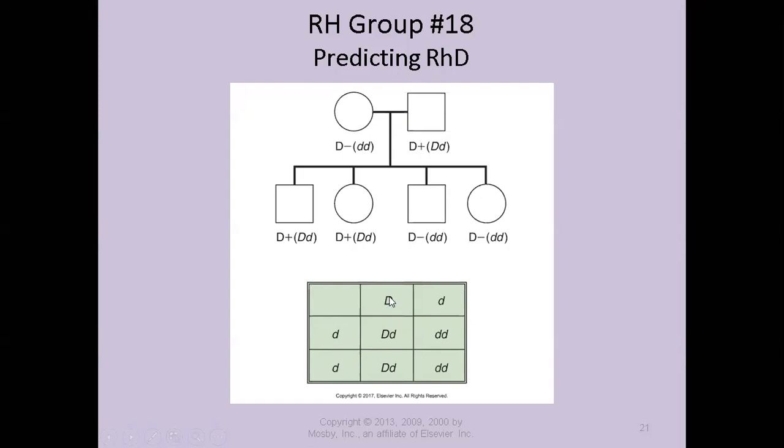So we're going to do our Punnett square in the same way. Big D comes down, little d and little d, big D and little d, little d and little d. And lo and behold, what do we think? What is the chance of an Rh negative offspring in this case? Anybody? 50%. So there's a 50% chance of Rh positive or Rh negative.